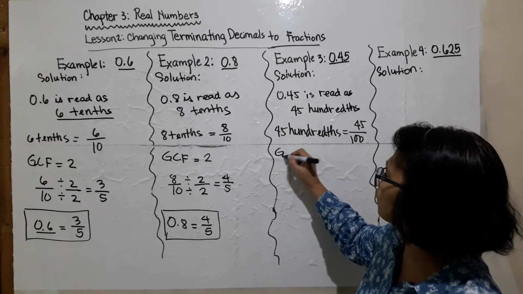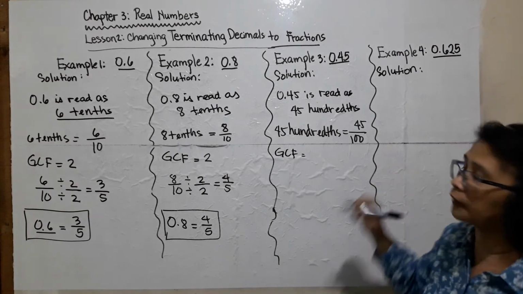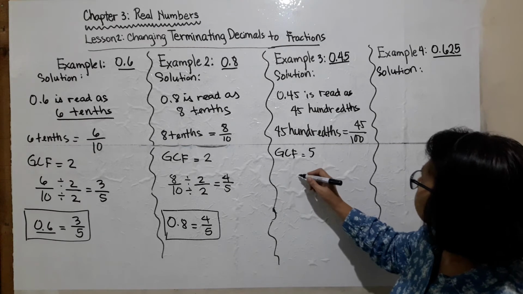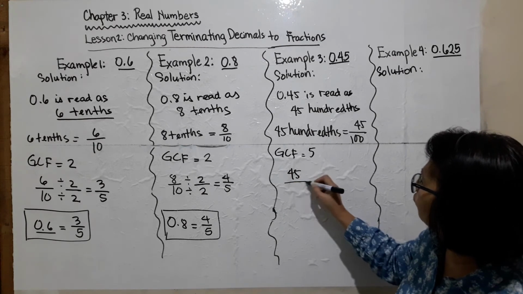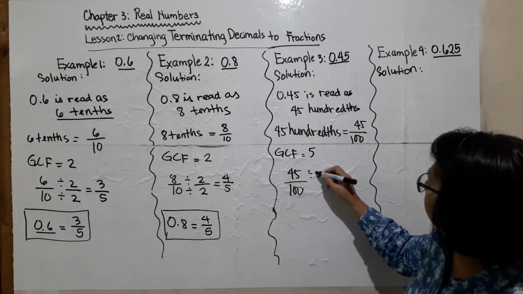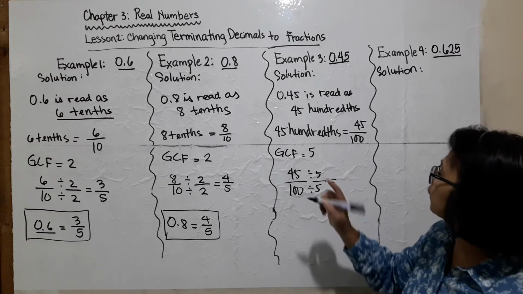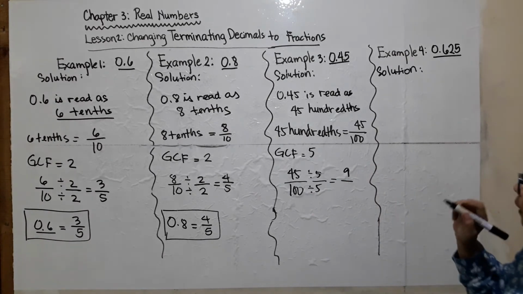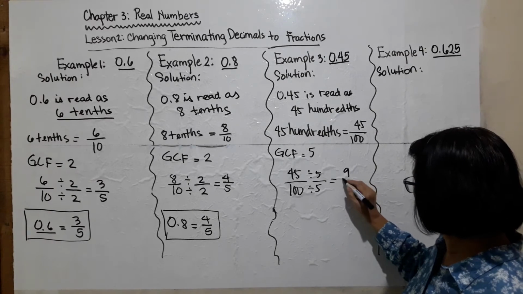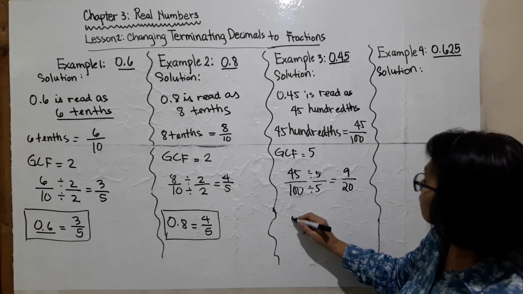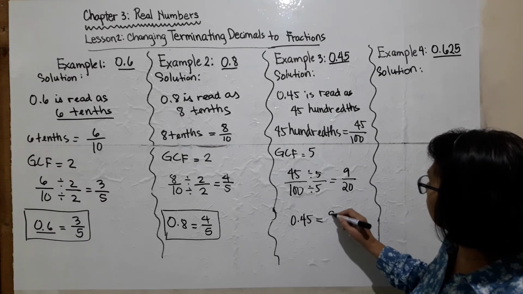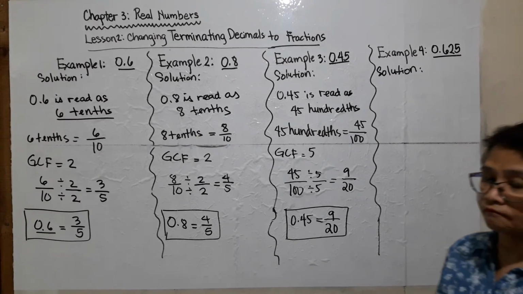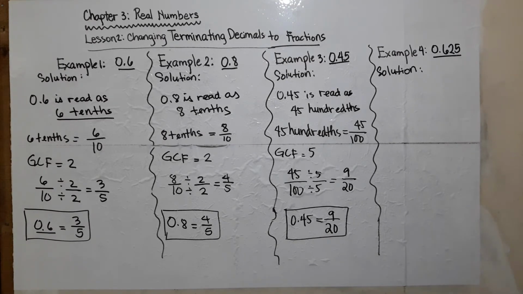Okay? But 45/100 is not yet in the lowest term. So what do you think is the GCF between 45 and 100? Yes, it is 5. Okay, use 5 to reduce or simplify 45/100. So divided by 5, divided by 5. 45 divided by 5 will give you 9. And 100 divided by 5 will give you 20. So that 0.45 as a fraction is 9/20. Were you able to follow? That's good.